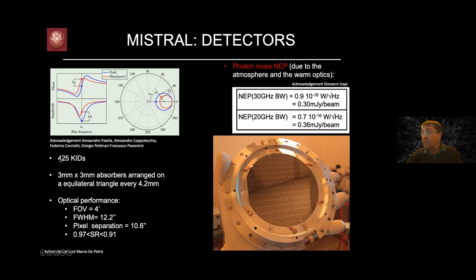We plan to have 425 KIDs in our array, and this is the first array that we have built. We are pretty proud of this. The field of view of MISTRAL will be 4 arc minutes, and the full width at half maximum of each pixel is going to be 12.2 arc seconds. This is ensured thanks to a double lens, a silicon lens that will be cooled down to 4 Kelvin. The optical performance should not degrade too much across the array, going from 0.97 to 0.91 at the edge of the array.